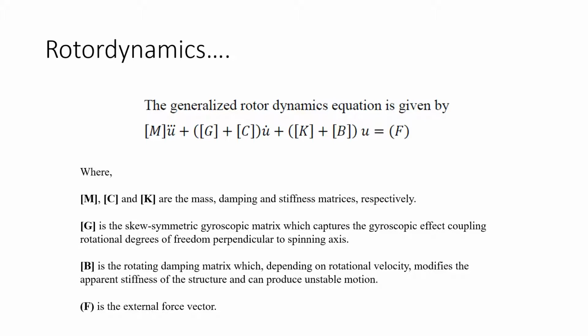The following equation is the generalized rotordynamics equation wherein u, u dot and u double dot are displacement, velocity and acceleration respectively. M, C, K are the mass, damping and stiffness matrices respectively. G is the skew symmetric gyroscopic matrix. B is the rotating damping matrix which changes the stiffness of the structure depending upon the change in rotational velocity, and F is the external force vector. Now our study concerns putting the electromechanical interactions between the stator and the rotor in place of the external force and finding out the response of the system.